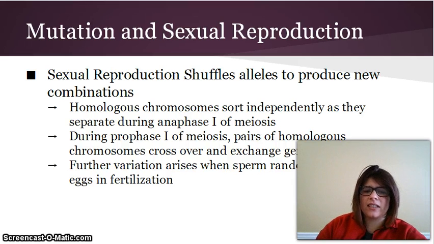And further variation arises when sperm randomly unite with eggs in fertilization. There is no way we can choose when we naturally fertilize an egg what sperm and what alleles match that egg. And we cannot choose the egg which is being chosen to be released either. So it is all random. So all this randomness gives play to our genetic variability, which makes adaptation easier for our environment, which lends to evolution.